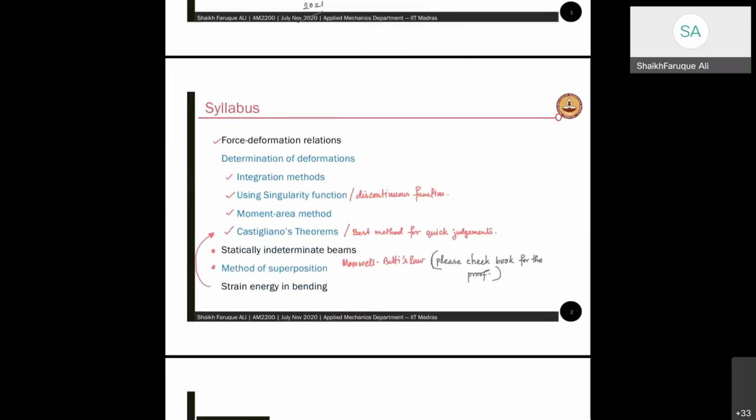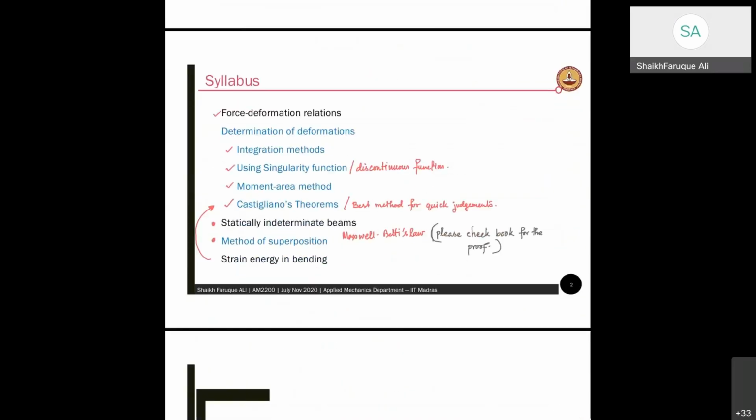What is in syllabus is force deformation relationship. That is what we're going to learn today. And then how to find deformations through various methods, right? Integration method is one of them. Using singularity functions or discontinuous function, or we call it Macaulay's bracket, that's another one. Next, I will teach you moment area method and Castigliano's theorem. Before Castigliano's, we need to learn strain energies.